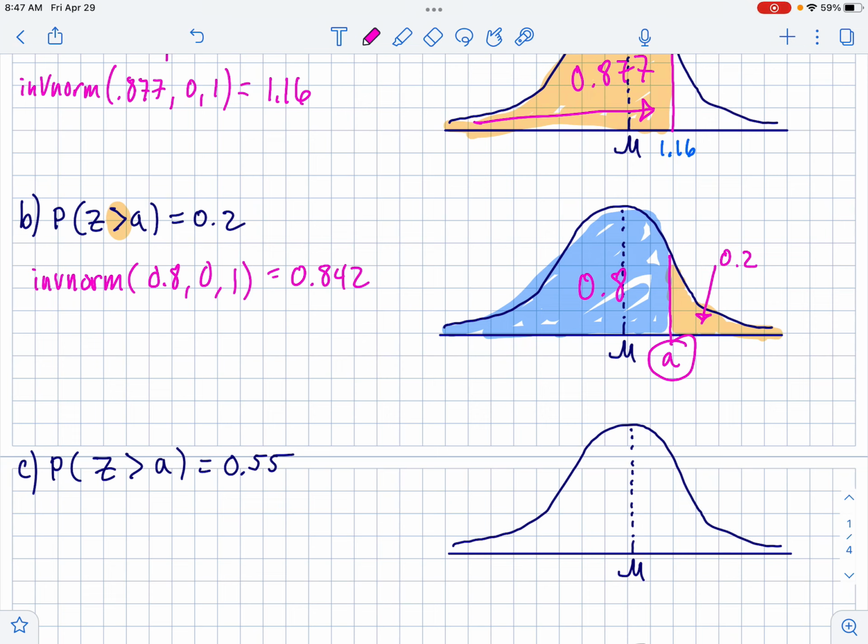It's so close to the area, but that's just a coincidence. Let me double check that one. 0.801, copy paste. Yep, 0.842.